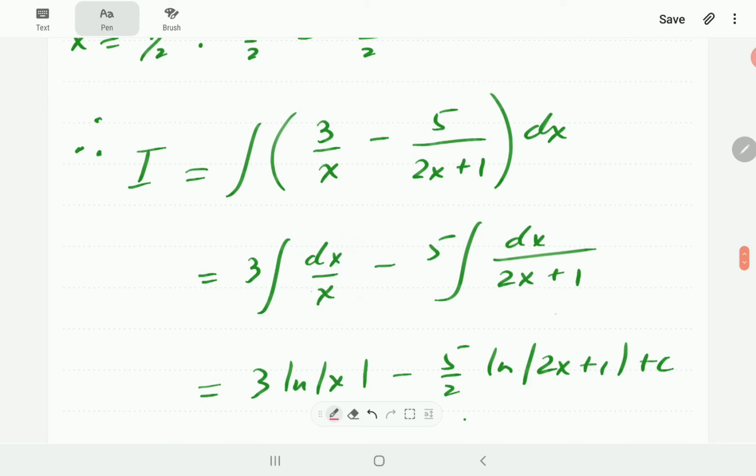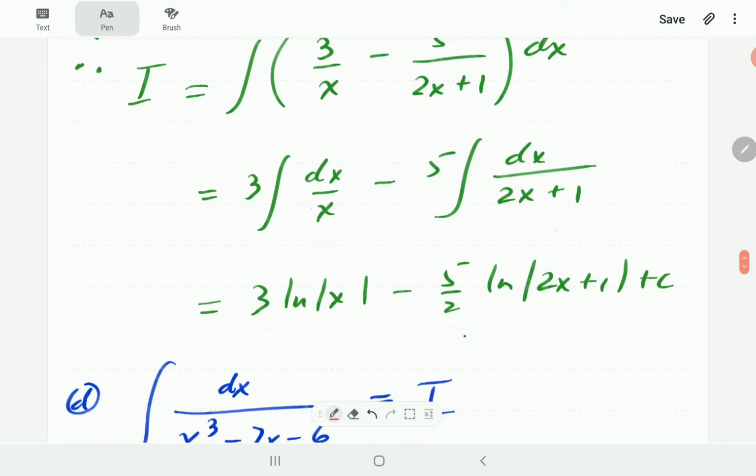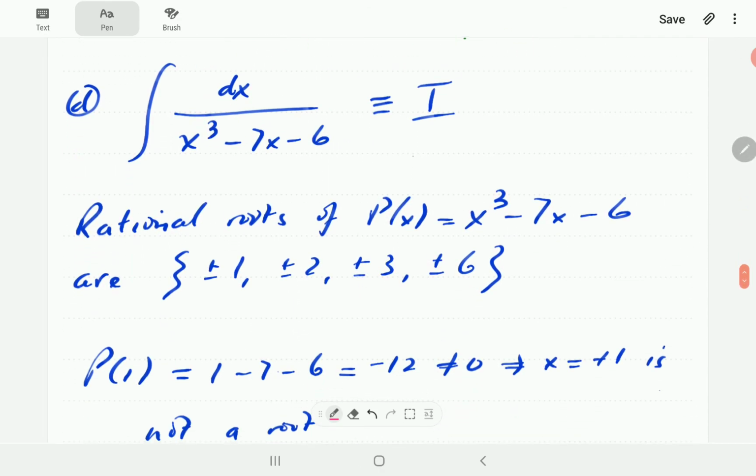This integrates to ln x. This one is going to integrate to ln 2x plus 1 divided by 2, because we have got a coefficient of 2 on the x. Alright, and so that's going to be the final expression.